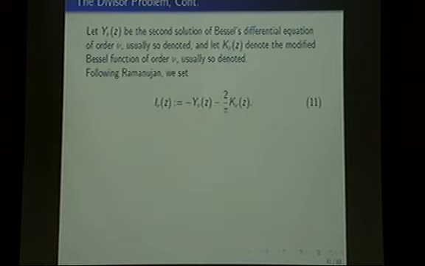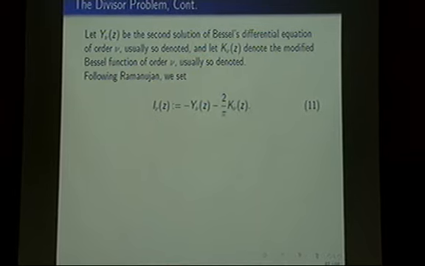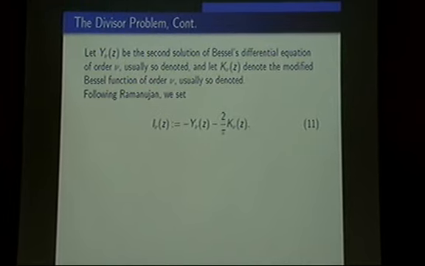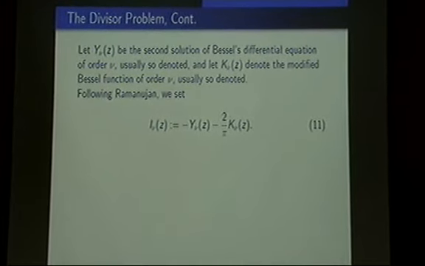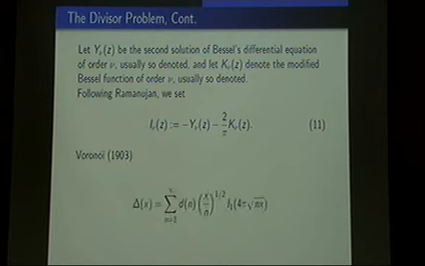So the first person to make an advance on this after Dirichlet was Voronoi in 1903. So I'll use Ramanujan's notation. I nu of z is minus y nu minus 2 over pi k nu. So these are Bessel functions of the second kind and modified Bessel functions. So you don't really need to know much about Bessel functions. I'll give you the asymptotic formula shortly. The y one behaves as infinity, much like the j one.